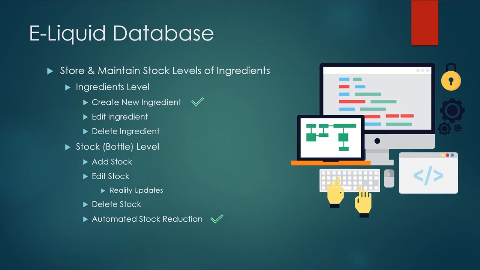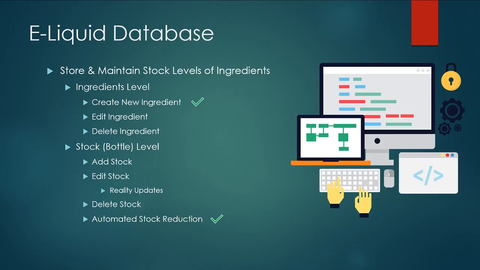So next up is maintaining and storing the stock levels, i.e. the bottles that we've got of these ingredients. So we haven't done add stock yet. We can't actually add any stock. We did all of that by importing it from Excel at the beginning. There's no way for us to nice and easily add stock without going into the table.